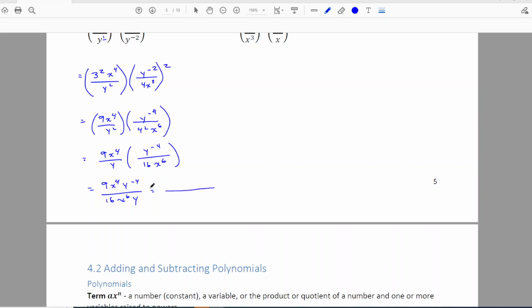3, 9. No. So this is going to stay 9 and 16. And then 4 minus 6 would give me negative 2. Negative 4 minus 1 would give me negative 5. And then I would just write those with positive exponents. So the 9 and the 16 stay, and then the x squared comes to the bottom, and the y to the 5 goes to the bottom. So that my final answer would be 9 over 16x squared y to the 5.